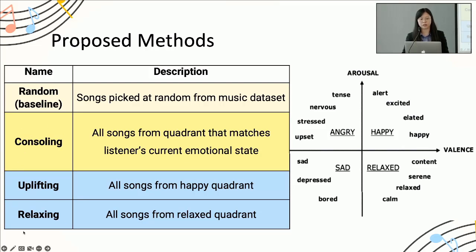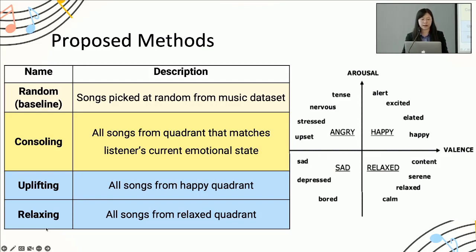The three proposed methods are more targeted. The first one is the consoling method. It is to select songs that match the listener's current emotional state. Psychologically, showing empathy to someone will make them feel better. So here we put it into an application that's using music. If they feel sad, we will pick songs from this sad quadrant.